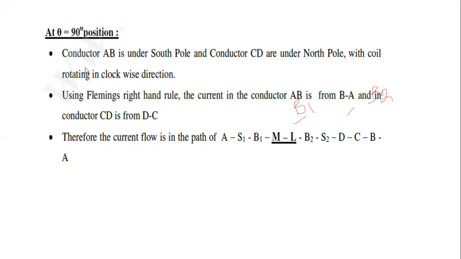With the coil rotating in the clockwise direction, using Fleming's right hand rule, the current in the conductor AB is from B to A and in the conductor CD is from D to C. Therefore the current flows in the path that will be explained in the figure.